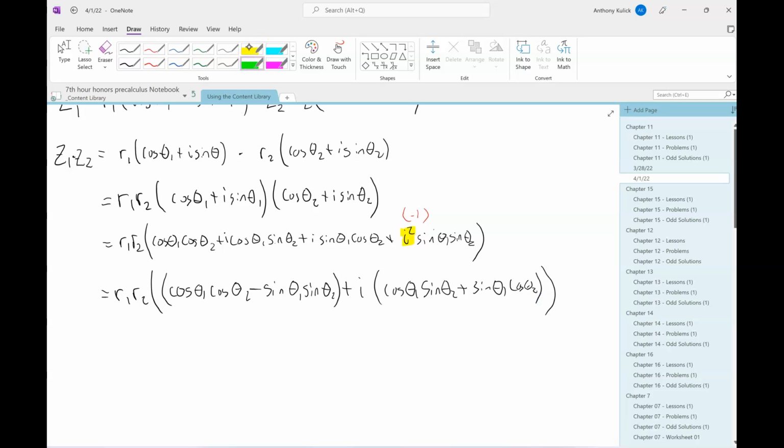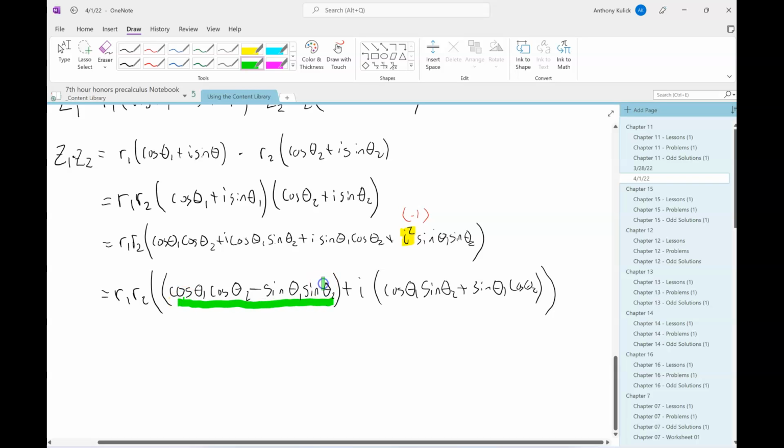It's like, all right, so what, Mr. Kulak? That still didn't look any better. Look closely. This is something you should recognize. Does anybody recognize that?